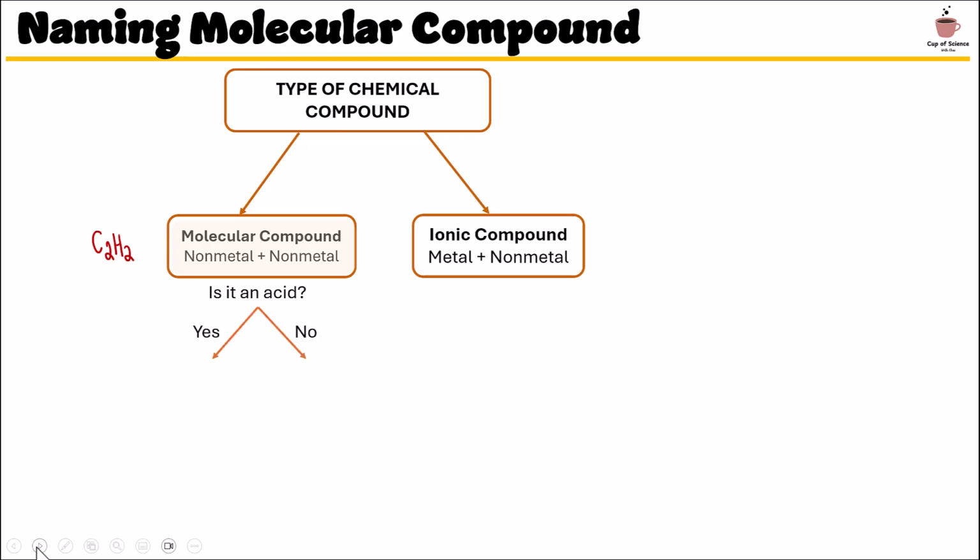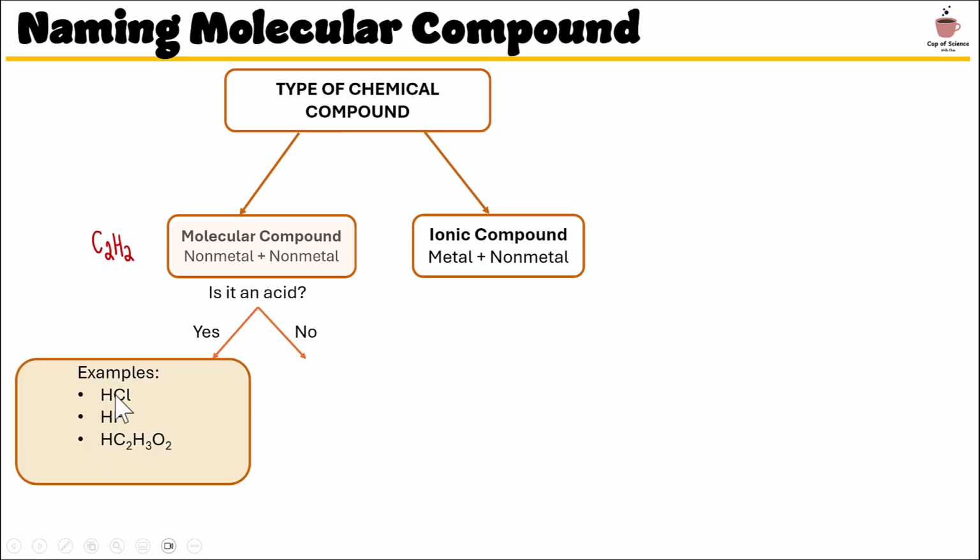Well, if it is an acid, then it should look something like this. The H should be in the front, and the other nonmetal component should be in the back. HF, HC2H3O2. These are all acids, and I can tell because the hydrogen is in the front. It is still a molecular compound because all of these components are nonmetal.